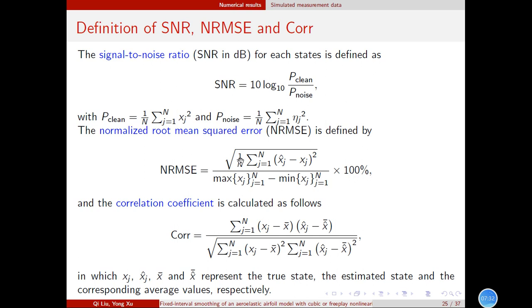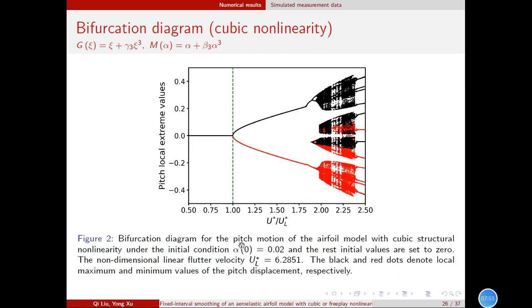Moreover, some indicators are introduced to evaluate the performance of the introduced algorithm on the airfoil model, including the signal-to-noise ratio, the normalized root mean squared error, and the correlation coefficient, like this. Figure 2 gives the bifurcation diagrams of the airfoil model with cubic nonlinearity in both degrees of freedom. We found that the airfoil will undergo different regions as the flow velocity changes, including the periodic and the chaotic motions.